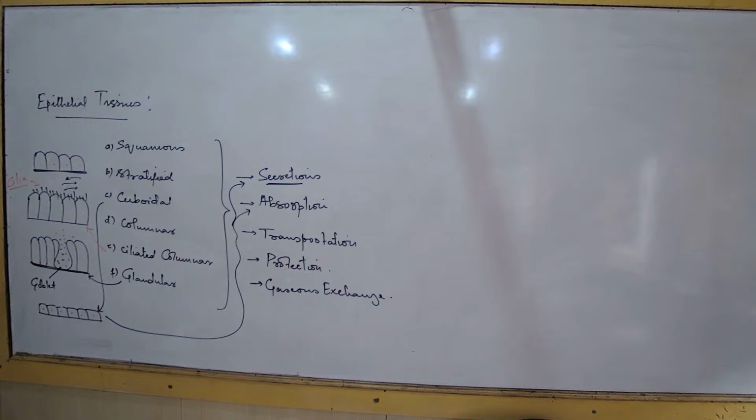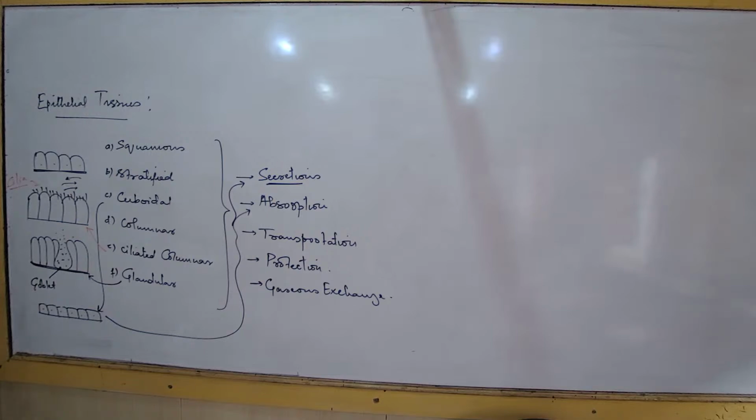What was number 3? Ciliated epithelium. Number 4 is what? Cuboidal. Number 5, stratified. No, number 4 is glandular. Number 5, stratified. Done.